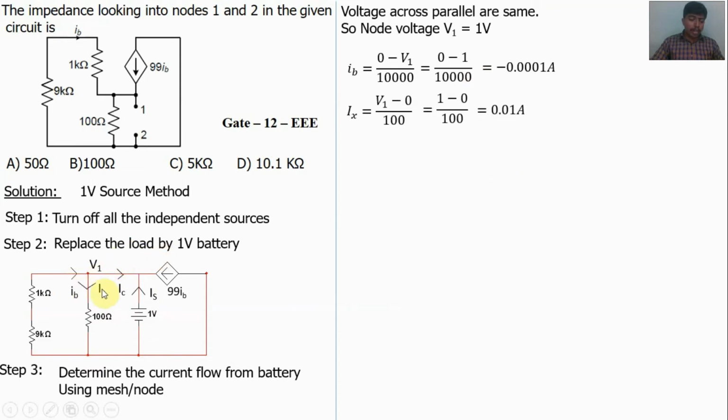Okay. Here the IB and IX values are known. Then we can find the IC value by applying Kirchhoff's current law at this point. If IC is known and IB is known, we can find IS. So apply Kirchhoff's current law at this point and this point.